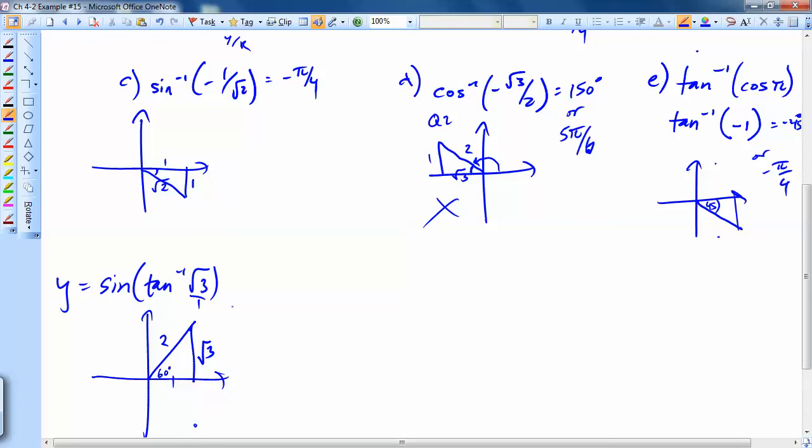So then I need the sine of that. The sine of this is going to be the y over the r, so this is going to be root 3 over 2. Yeah, and that's it. Then you're done. Okay, I hope this helps.